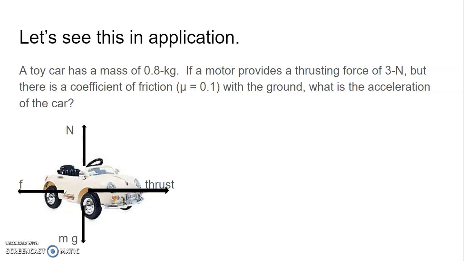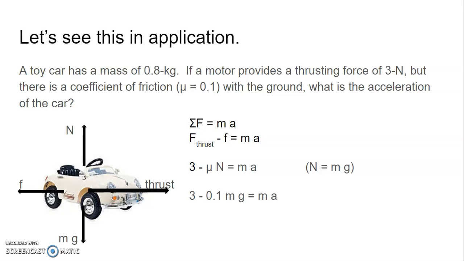Well, here I have the forces identified. Friction is to the left, thrust is to the right, normal is up, and weight, mg, is down. So there they are again. So sum of the forces equals m times a. There's only one body, so we only have one free body diagram. The force of thrust, which is going to be 3, minus the force of friction, little f, equals m times a. Subbing, we got 3 minus mu times the normal force equals ma.